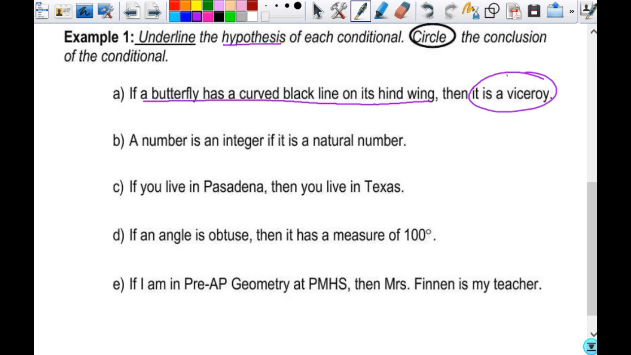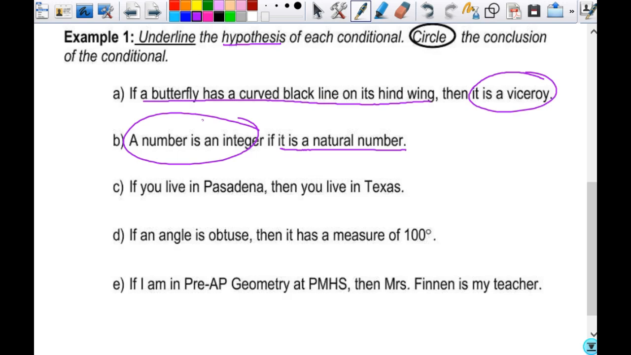B is an example of when it's not written in if-then form. It still has the word if in it. I mean, we could even write them without the word if. But here in B, what is the hypothesis? The last part. So it is a rational number. That's your hypothesis. Okay? And then a number is an integer is your conclusion.